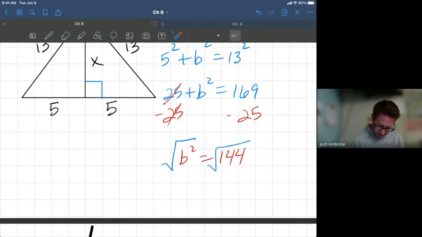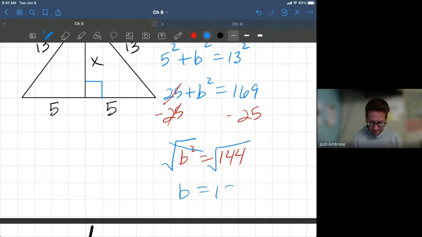Why do we do that? Because of this guy right here. We need to get rid of the square by taking the square root. When we do that, that crosses out, leaving just b by itself. And the square root of 144 is 12.